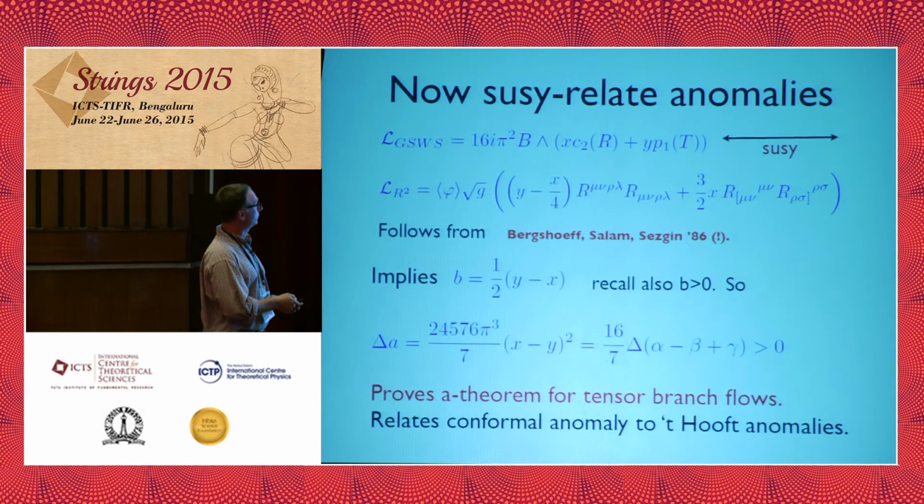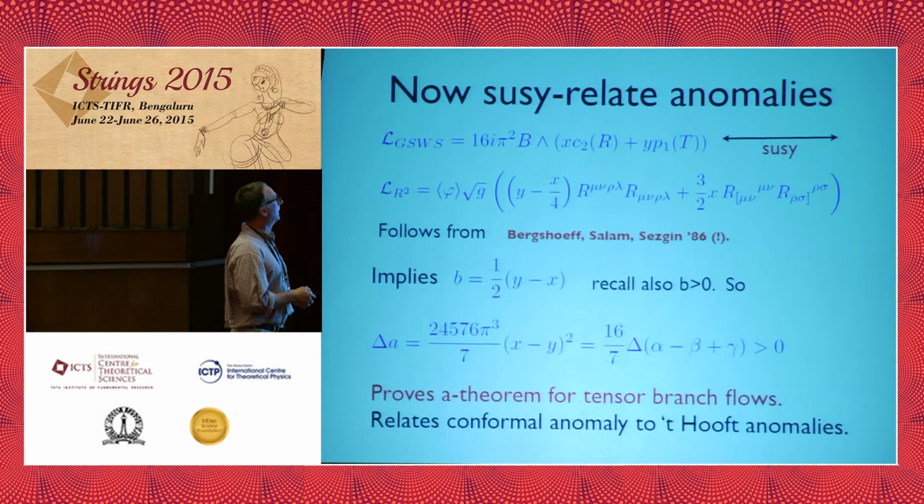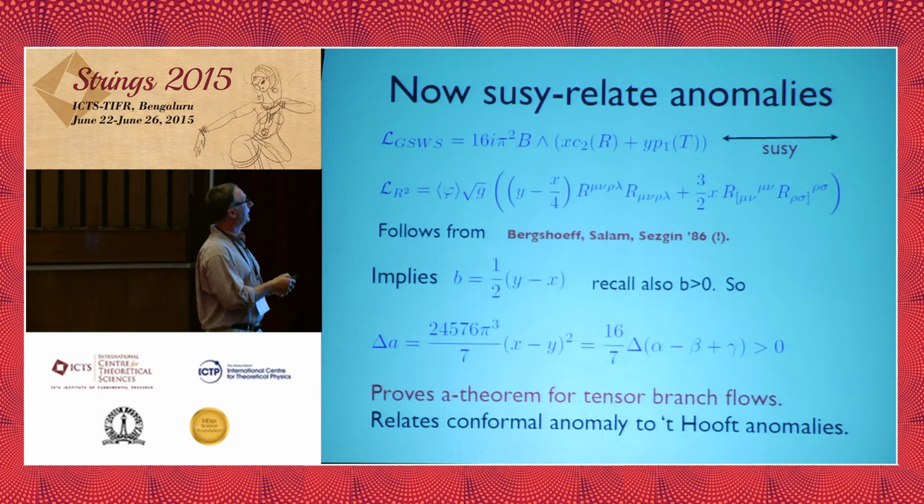Okay, so now we could try to supersymmetrically relate the anomalies. Just to repeat what was on the earlier slide, to match the R-symmetry anomalies, we have this Green-Schwarz type term with some coefficients x and y. On the other hand, what we argue is that by supersymmetry, this is related to some curvature squared terms, where these coefficients x and y appear in terms of the curvature squared terms like this.